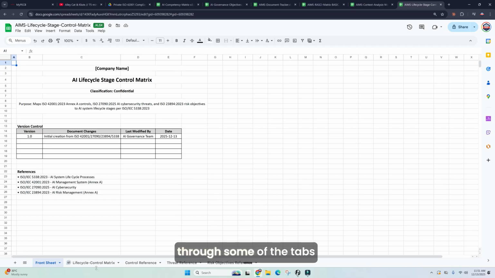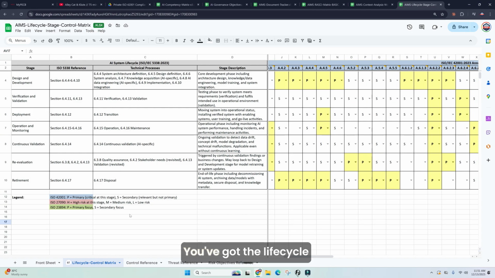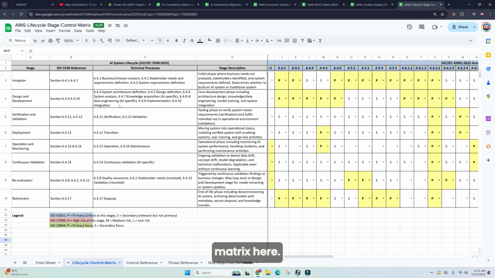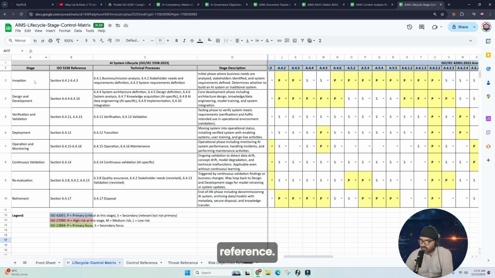So if we just have a look through some of the tabs, you've got the lifecycle matrix here. So basically the 5338 reference, you've got inception, design and development, verification and validation, deployment, and so on and so forth. There's a legend there to help you out. Technical processes related to this particular section, and a description. So in the initial phase where business needs are analysed, stakeholders identified, and system requirements defined, it determines whether to build an AI system or traditional system.